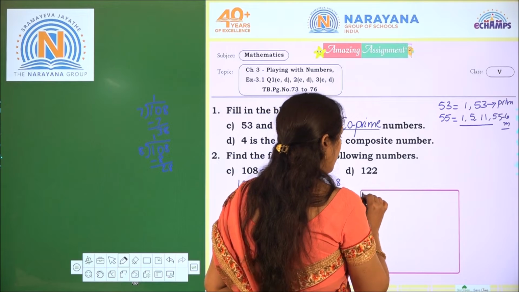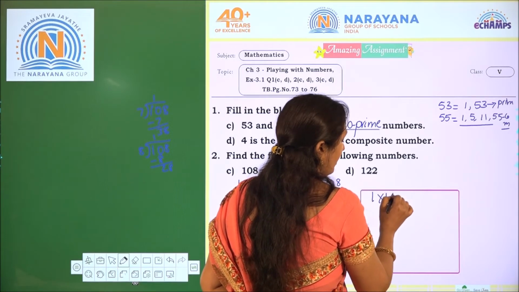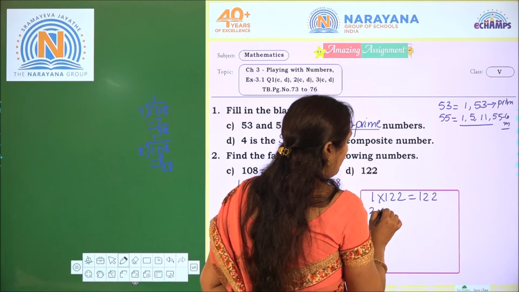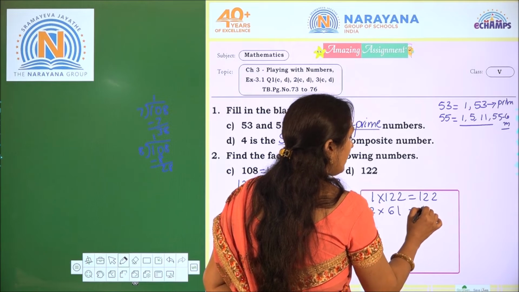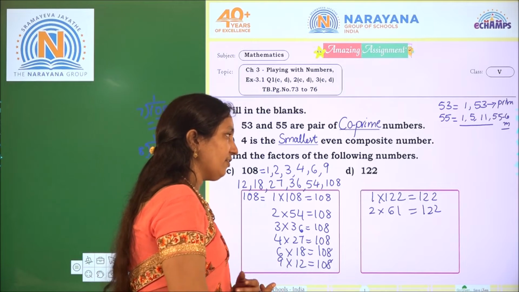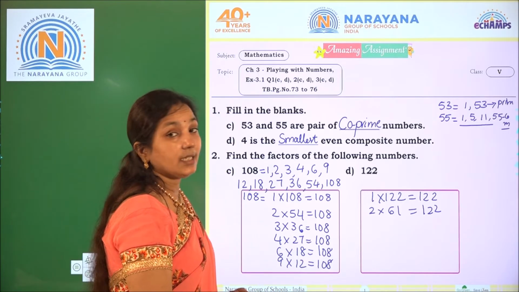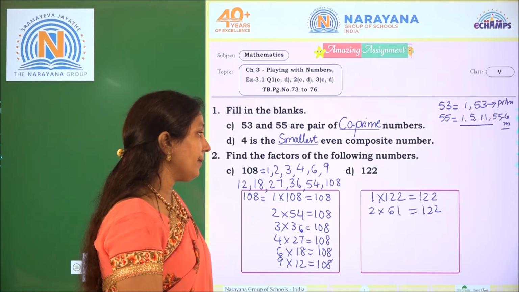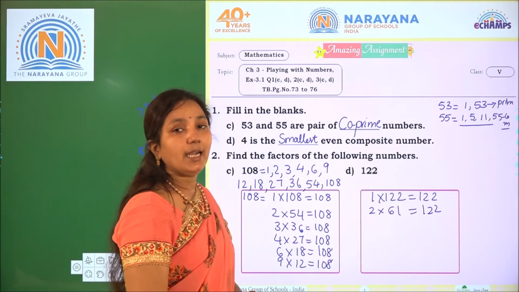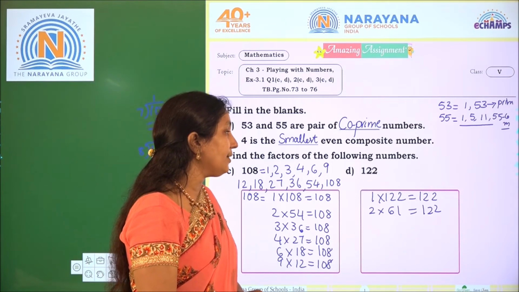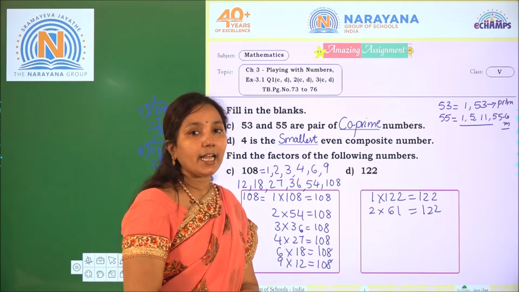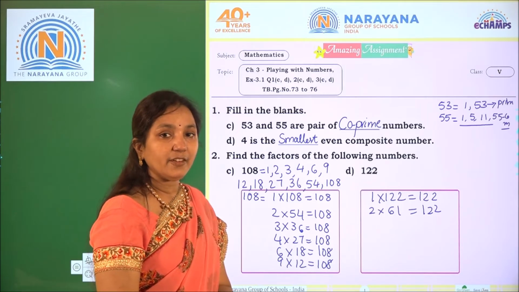So 1 into 122 is 122. In the 2 table, 61 2s are 122. Now coming to the 3 table, it will not divide because the remainder will not be 0. Coming to the 4 table, no. 4 is not a factor of 122, and the 5 table also does not divide. Coming to 6, no, 6 also is not a factor of 122. Coming to the 7 table.